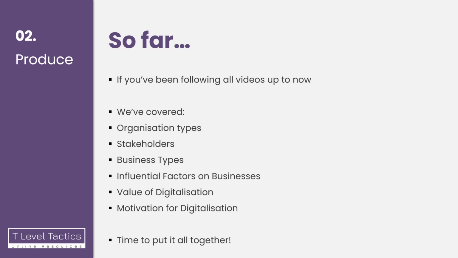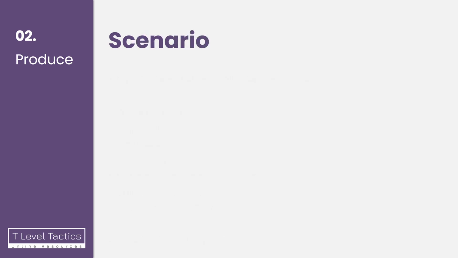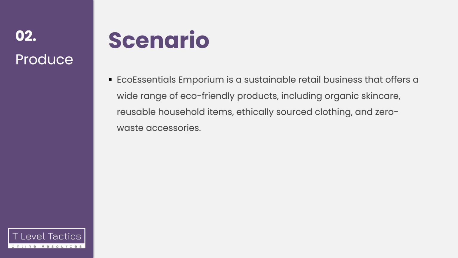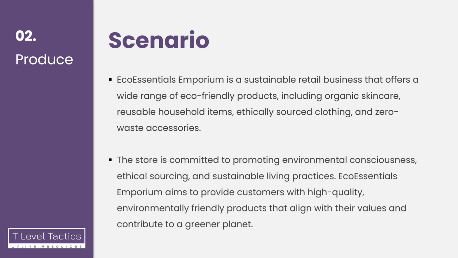So here's your scenario. Eco Essentials Emporium is a sustainable retail business that offers a wide range of eco-friendly products, including organic skincare, reusable household items, ethically sourced clothing, and zero-waste accessories. The store's committed to promoting environmental consciousness, ethical sourcing, and sustainable living practices. Eco Essentials Emporium aims to provide customers with high-quality, environmentally friendly products that align with their values and contribute to a greener planet.